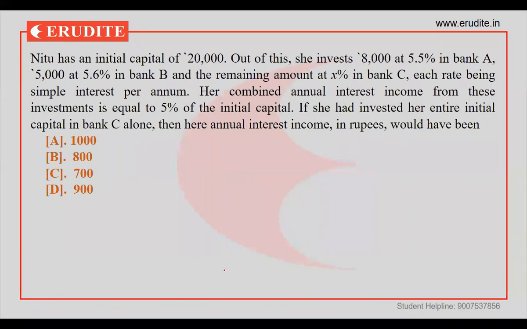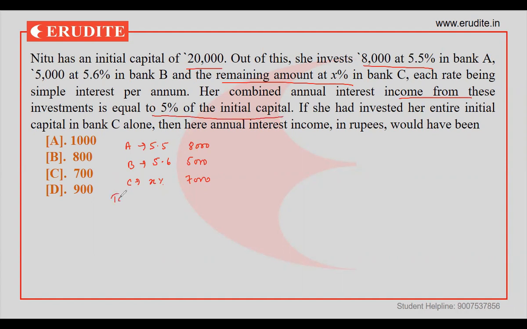What they're saying in this question. Neetu has initial capital of 20,000. Out of this, she invested 8,000 at 5.5% in Bank A. So Bank A rate is 5.5% and the principal invested is 8,000. Right? And Bank B, that is 5.6%, amount is 5,000. In Bank C, rate is X% and the remaining amount they are saying, right? So remaining amount is 7,000. Her combined annual interest income from all these investments is 5% of the initial amount.